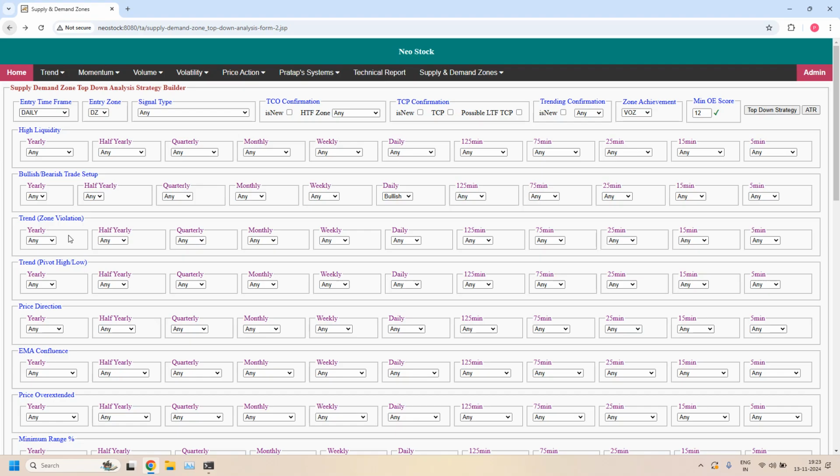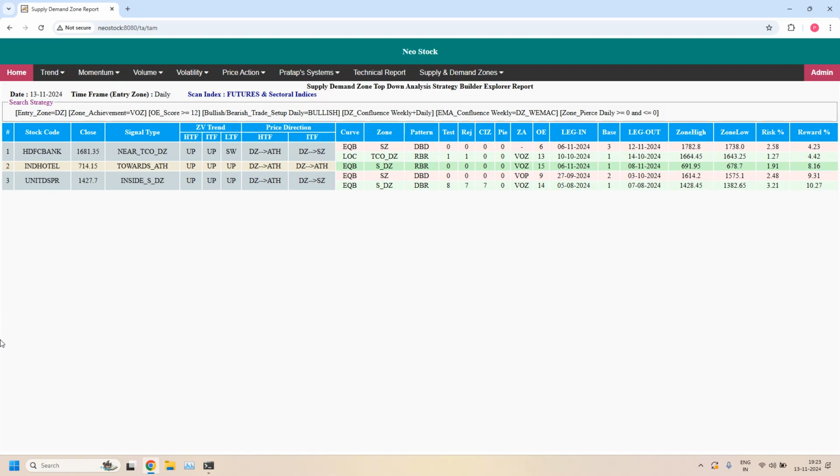Let's verify. The EMA confluence at weekly time frame, weekly demand zone with weekly EMA confluence. With this filter, we got 3 stocks. These 3 are even more high probability setup supported stocks.